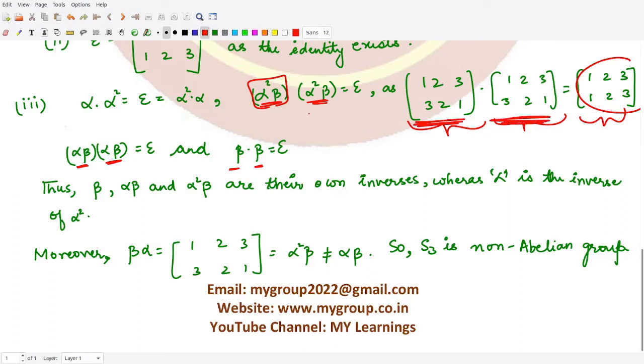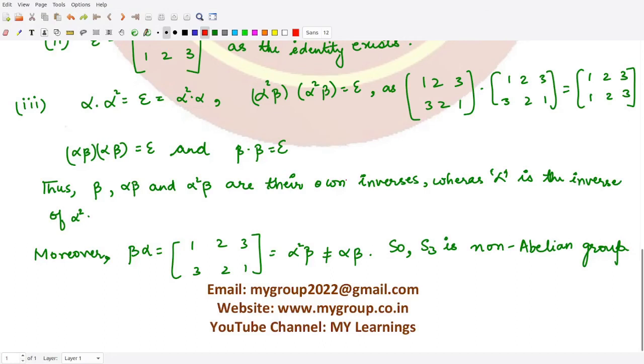So alpha square beta is the inverse of itself. Similarly, beta is the inverse of itself, and similarly alpha beta is the inverse of itself. You can verify all these things. So therefore the inverse of each of the elements exists in the given set. So therefore the third property is also satisfied.